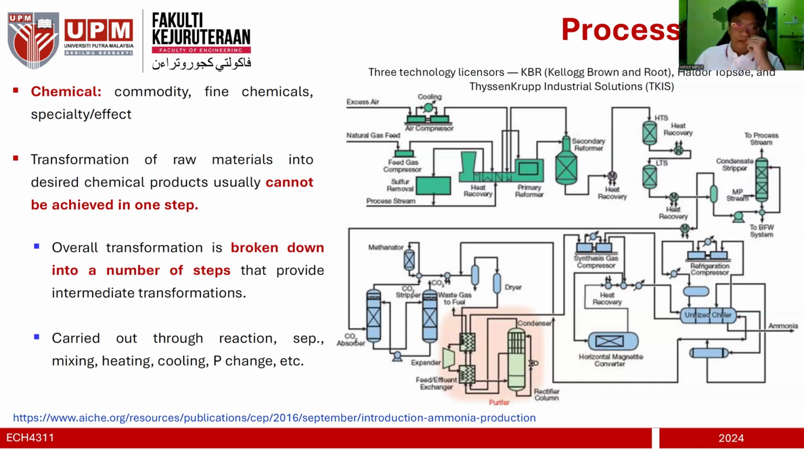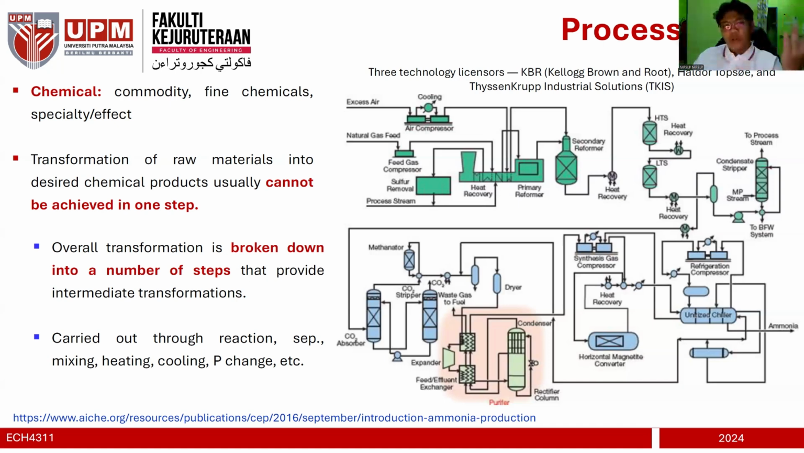Right? So there's going to be a transformation of raw material into the desired product. Oftentimes, it does not involve only one step. There are a lot of steps happening, because it's good if the material can be produced in just one step, but oftentimes that's not really the case.